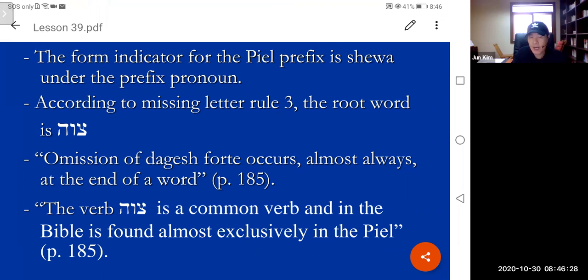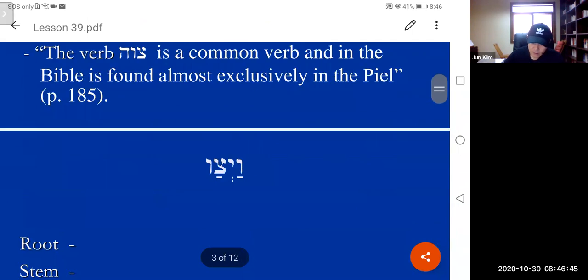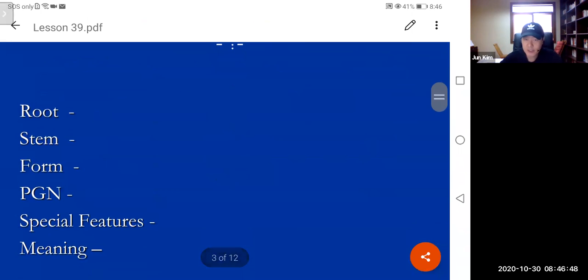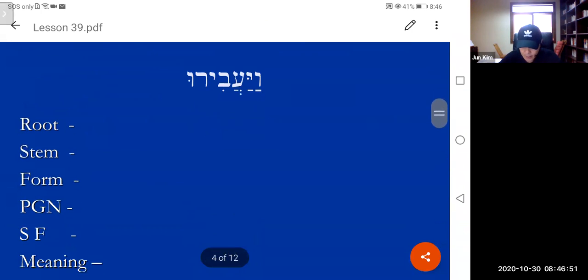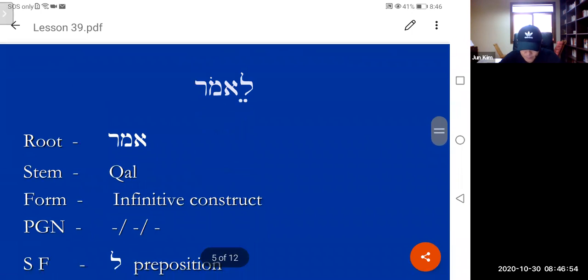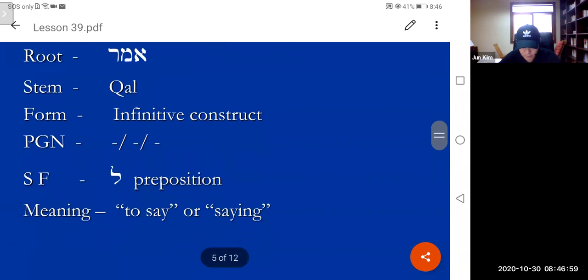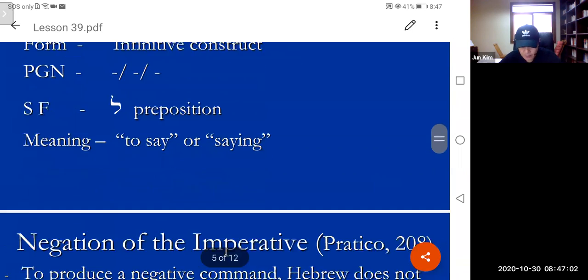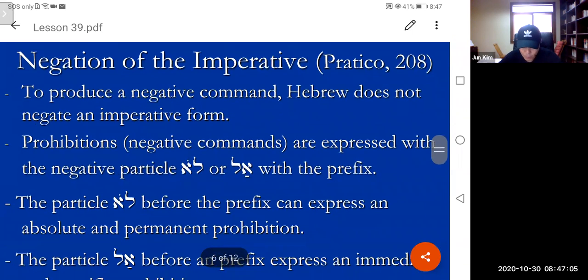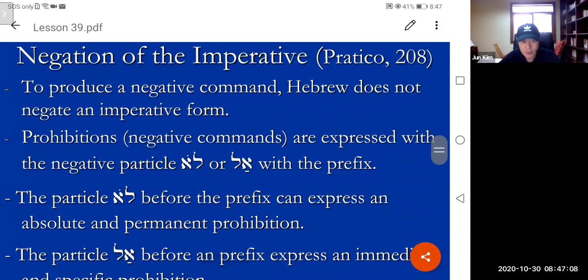As I said, tzava is a PL stem. Then why is it that we don't have dagesh forte in the middle root letter, which is the vav? As I said, the vav comes at the end. So that's why, because of the pronunciation, the dagesh forte cannot come. That's it. Okay. So we already did this. No need. And done with this as well. Okay, what about this? Kal infinitive construct, non-PGN, lamed preposition, meaning 'to say' or 'saying'. All right, this is the most important part, negation of the imperative.